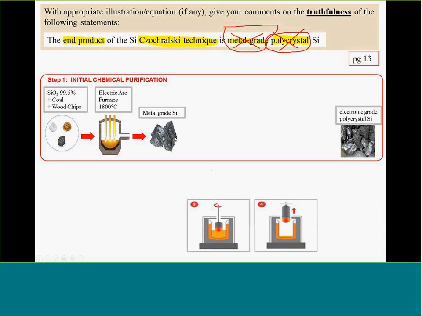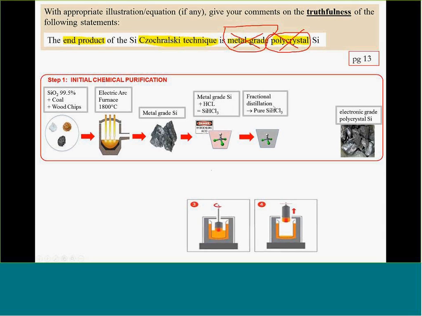And the next stage is for you to get your electronic grade, but it's in the form of polycrystal. So polycrystal is in the form of electronic grade, not in the form of metal grade. Because from metal grade, you get the electronic grade purity. So, of course, you put in your HCl, with which you get silicon tetrachlorosilane, tetra meaning 4, silane. And then, of course, you clean it up by fractional distillation for the purification, so you get your pure silicon tetrachlorosilane, and then you add hydrogen, then only you get your electronic grade polycrystal silicon.